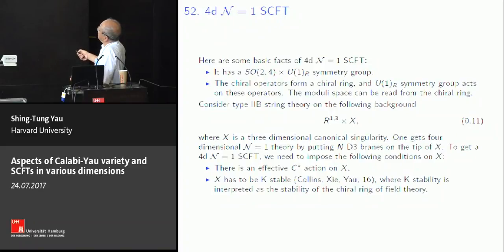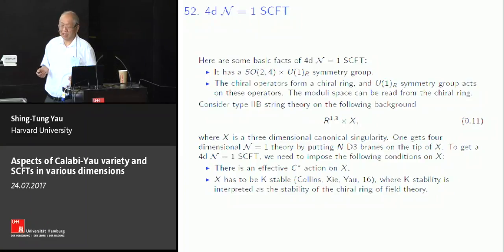So we get D3 branes on the tip of X. We need to impose several conditions on X. First of all, there's an effective C* action on X. And then the major thing we study here is that we introduce a concept of K-stability on the chiral ring. So the K-stability is interpreted as the stability of the chiral ring of the field theory.